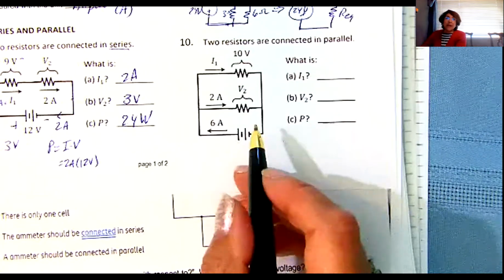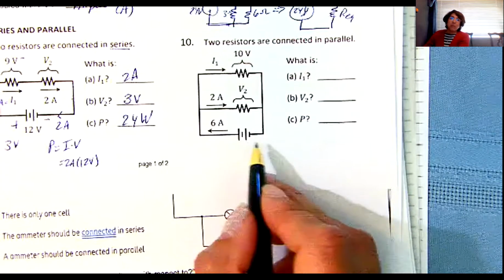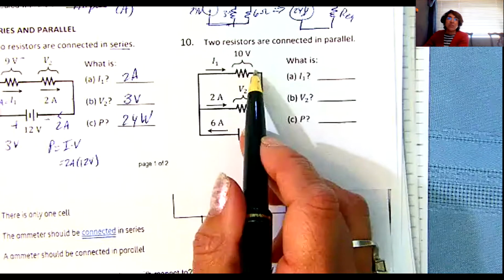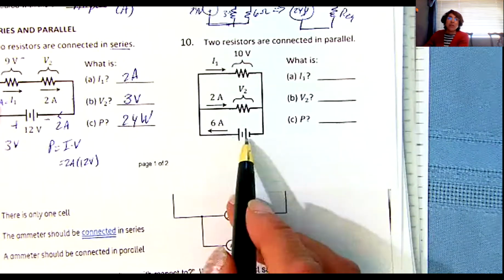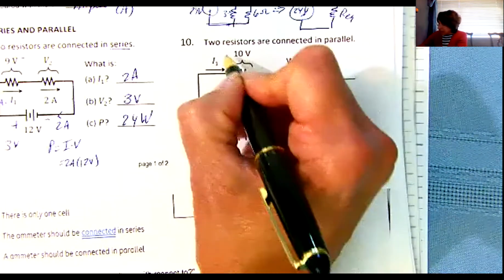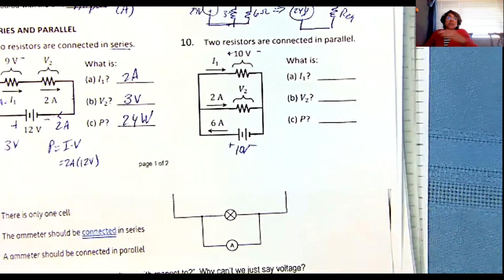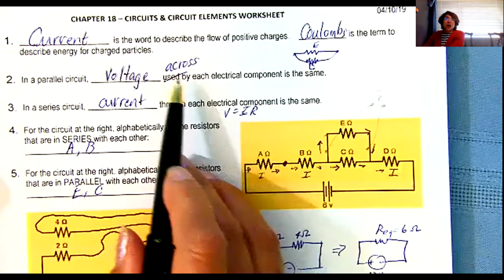Okay, so Andrea, I don't know what the voltage is of my power supply or my battery, but it looks like 10 volts is across this resistor. Do you know then how much must be across this battery? It would also be 10. Yes, good job. It's also 10 volts because they're in parallel. And as we discussed up here, in a parallel circuit, voltage across each electrical component is the same.